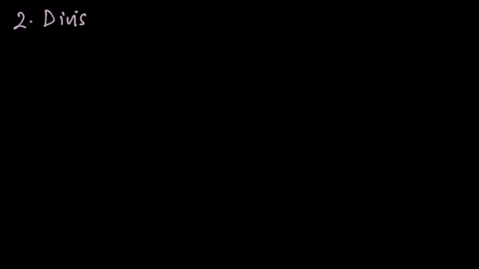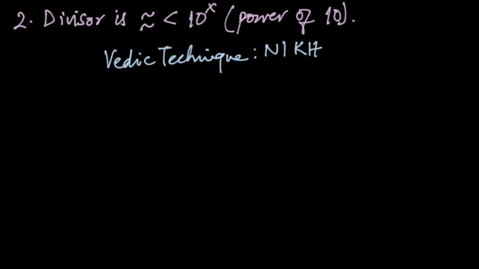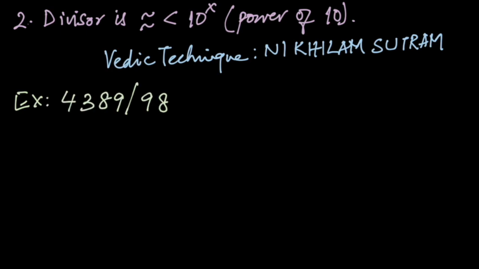Now let's take the next case where the divisor is closer to some power of 10 but less than it. Here the name of the Vedic technique is called Nikhilam Sutram. Let's do some examples and see how it works. Suppose we have to divide 4389 by 98. So 98 is 2 less than 100. So we write 2 like this.